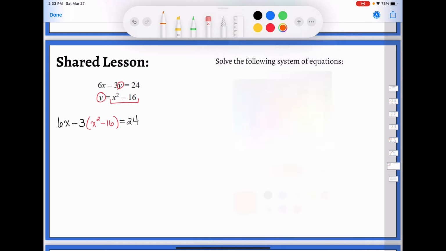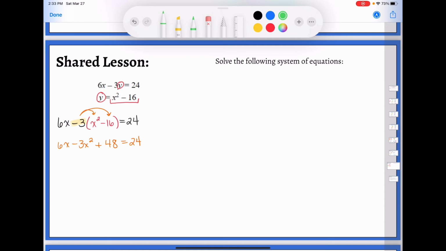All right, now I'm just going to go ahead and distribute. Now be careful, you are distributing a negative 3, not just 3, but negative 3. So I have 6x minus 3x squared plus 48 equals 24.